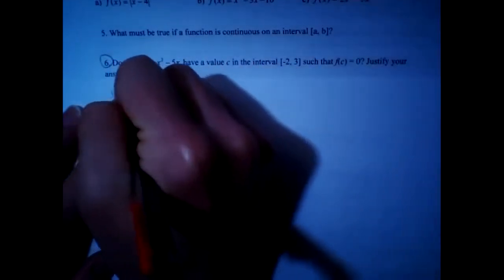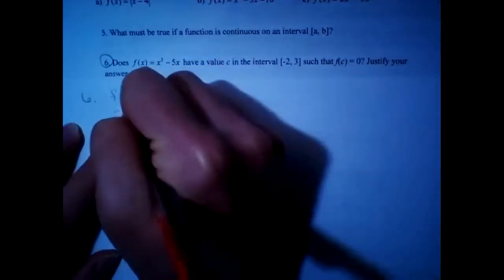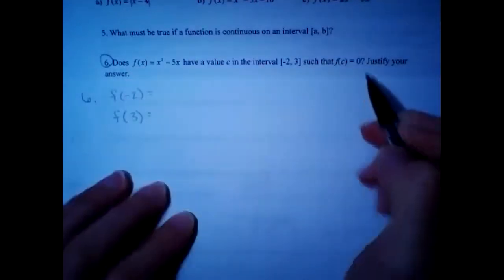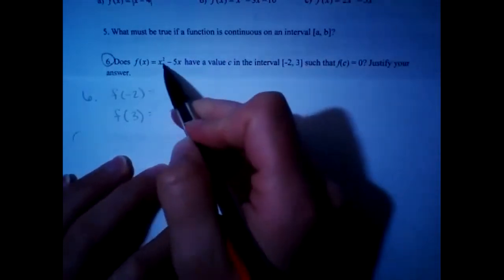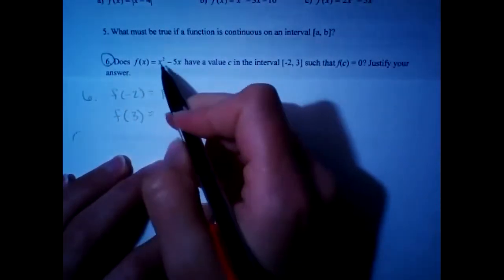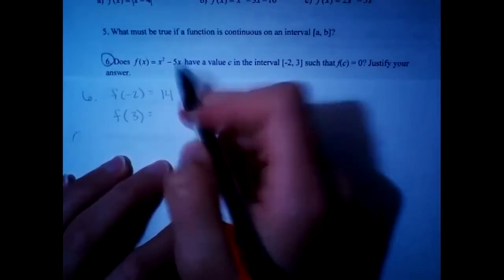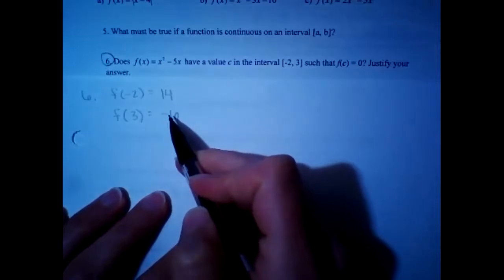So we're going to plug in -2, and we're going to plug in 3, and we're going to show that 0 is in between them. So if we plug in -2, that's going to be 4 plus 10, so 14. And if we plug in 3, that's going to be 9 minus 15, so -6. So 0 is in between those.